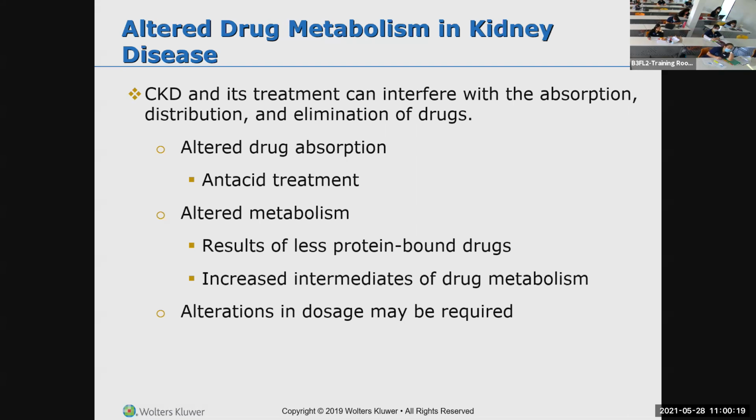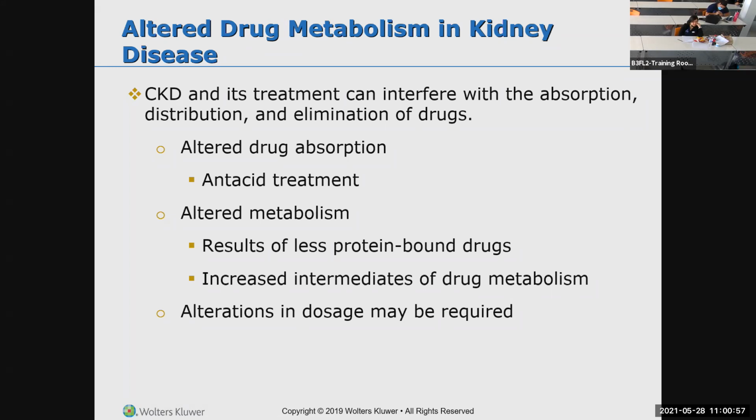So we need to know about altered drug absorption. Antacids, sometimes those antacids contain calcium. Altered metabolism results in less protein-bound drugs and increased intermediates of drug metabolism. These are all important. We're not only dealing with the kidney; the doctor needs to know all those parameters, whether a drug is okay for this patient at this amount of damage or not.